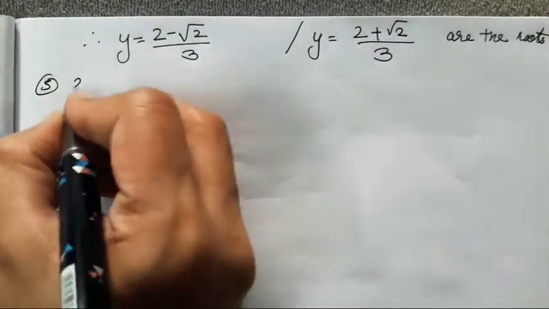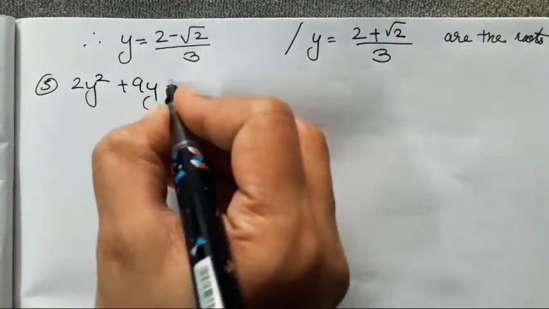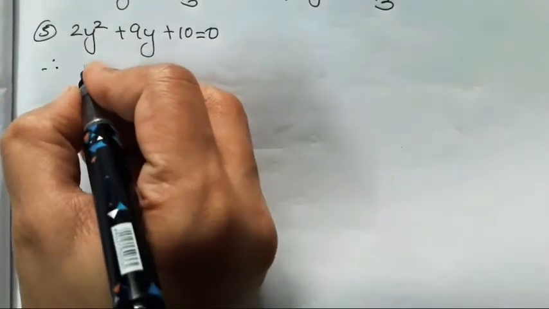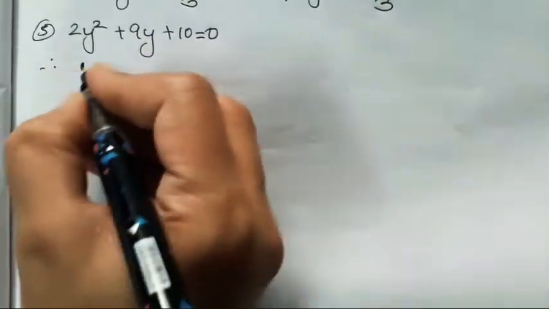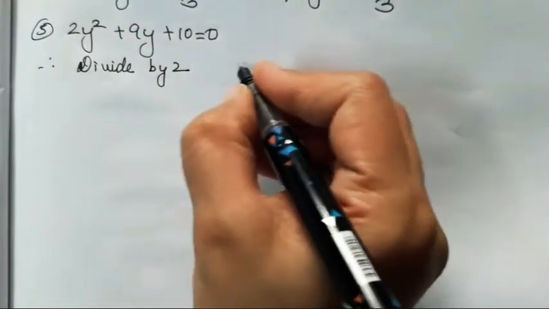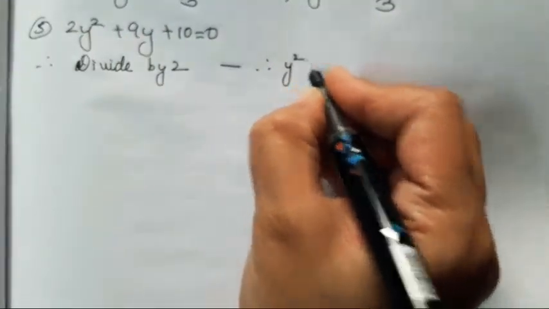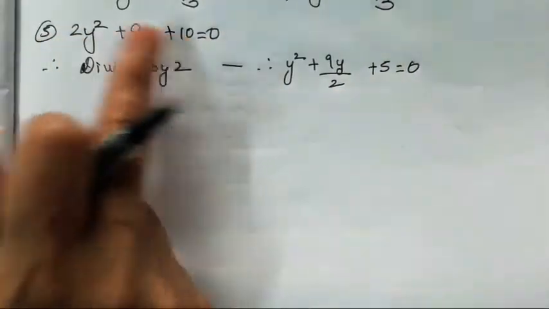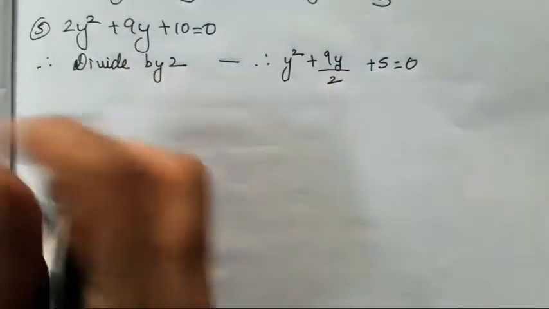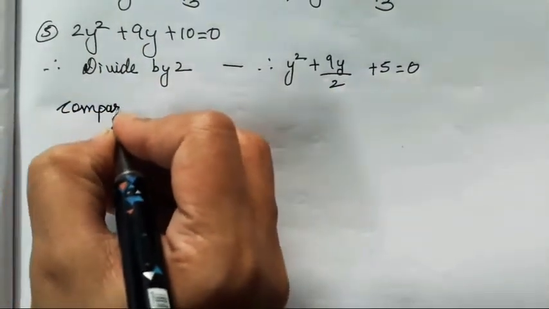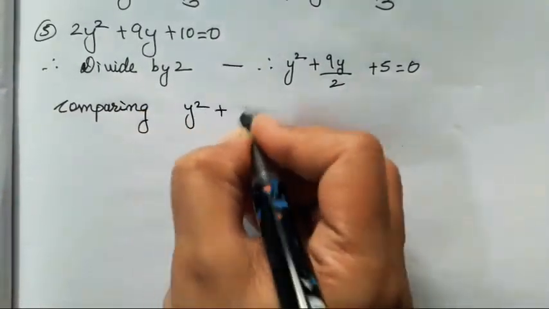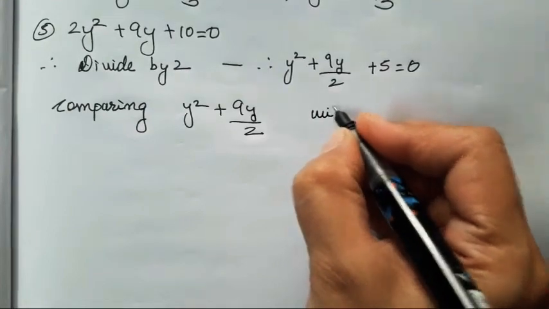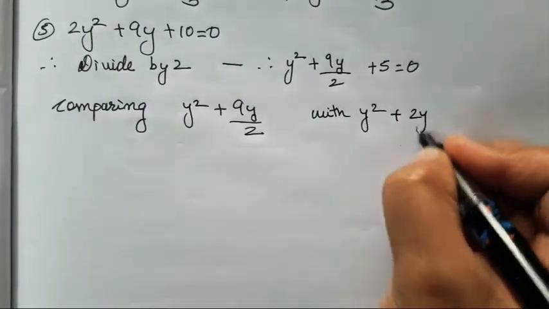Let's move on to the fifth sum, that is 2y square plus 9y plus 10 is equal to 0. Dividing both the sides by 2, directly I will write it. So this equation will change to y square plus 9y upon 2 plus 5 is equal to 0. 2 1s are 2, 2 5s are 10, 9y is being divided by 2. Got it? Now directly the next step, that is comparing y square plus 9y upon 2 with y square plus 2yz.